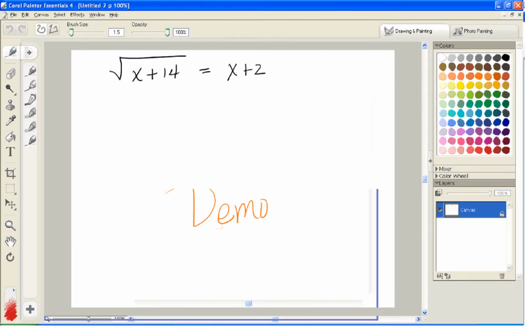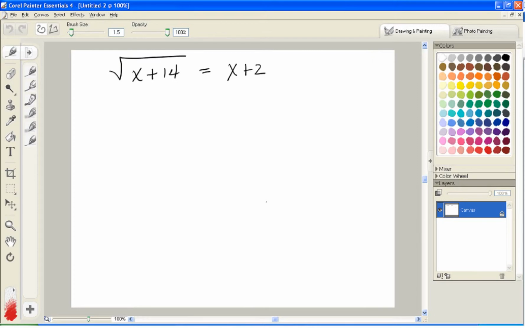Suppose we had a problem that looks like this. The square root of the quantity x plus 14 is equal to x plus 2. The first thing that we need to do in a problem of this type is to remove the radical. In order to remove the radical, we must use the inverse operation. The inverse of taking the square root is to square.